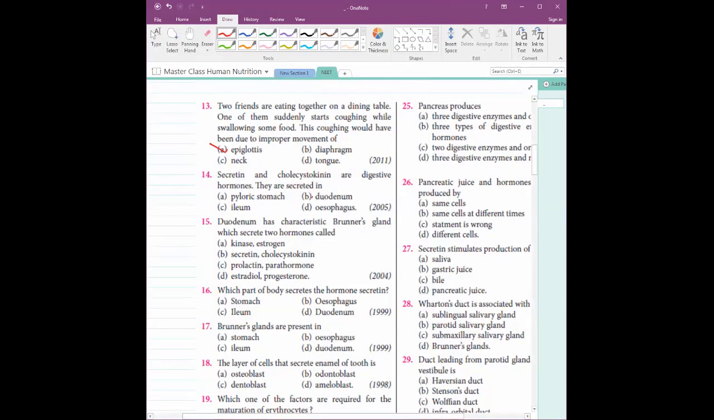See, where are they going to be secreted? In the duodenum, guys. Because ultimately, what are these going to really act on? They are going to act on the liver and the pancreas. And in your digestive system, where are the liver and the pancreas going to open up? In your duodenum. So that is why the answer will be duodenum.